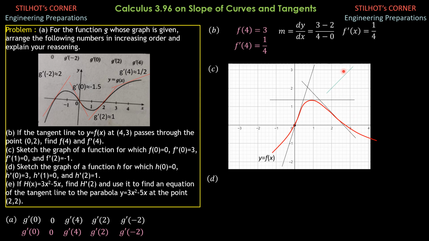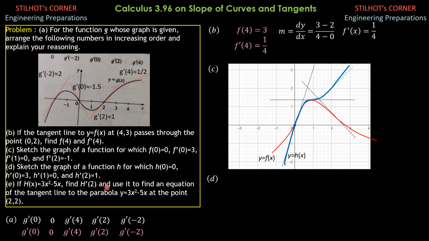So to connect these tangents, the first, second, then third, it should be a graph like this. Tangent to this, then the same, but going down. And that is denoted by this blue curve. So this is y equals h of x.